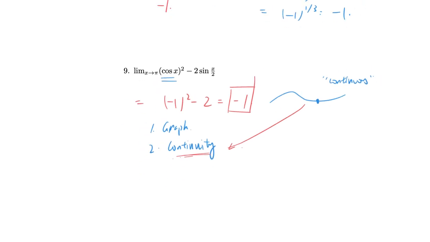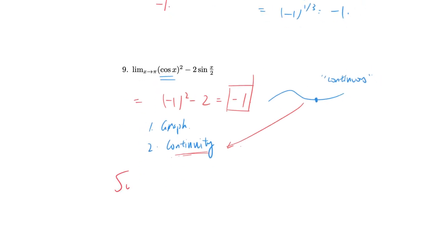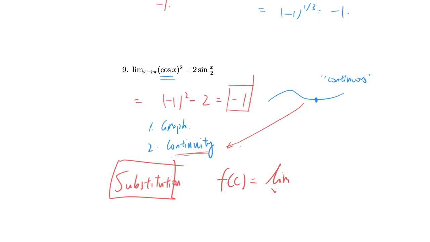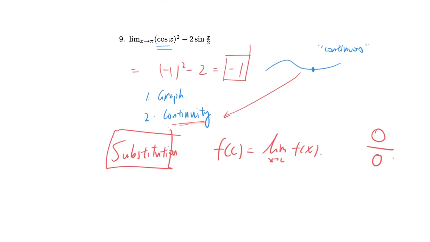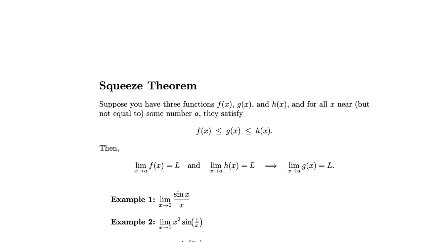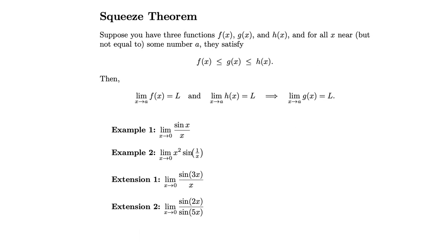So here is our first method overall. It's just by substitution. You just plug in f of c to find the limit as x approaches c of f of x. And the only problem that we would have here is if we get something like a 0 over 0. And this is the indeterminate form, as mentioned, and this is the case that we're going to deal with in the following 2 methods. So the first one is the squeeze theorem.